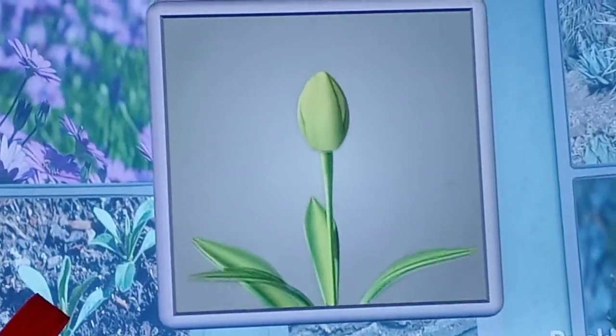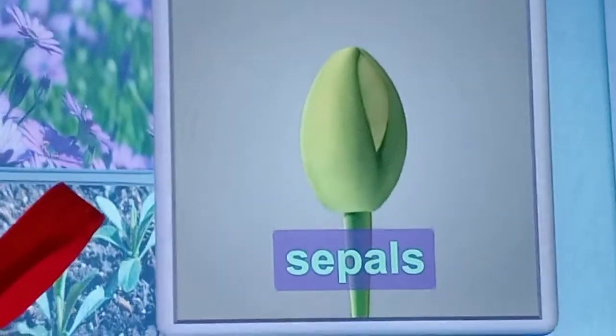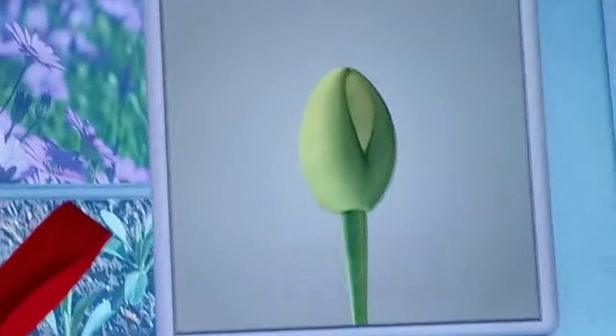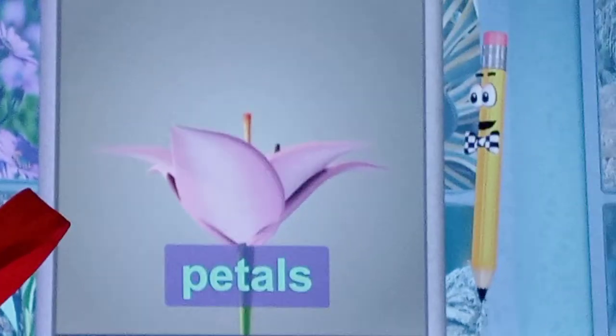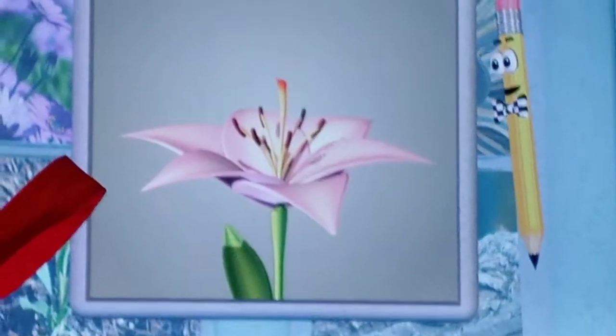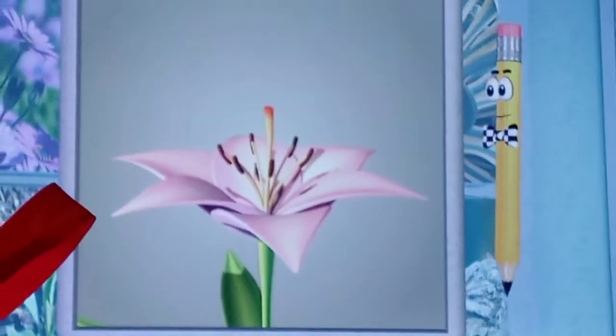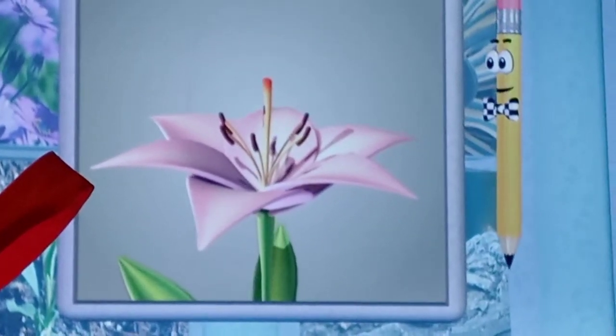First, check out this bud. See the tiny green leaf-like parts around the bud? Those are called sepals. They help to protect the bud as it develops. As the flower opens, the petals become the main attraction. You get it? They're the main attraction because they help attract pollinators such as bees, bats, birds, and even butterflies.